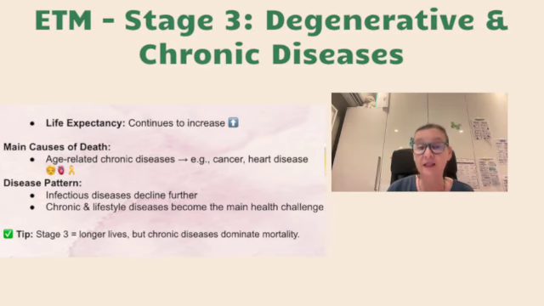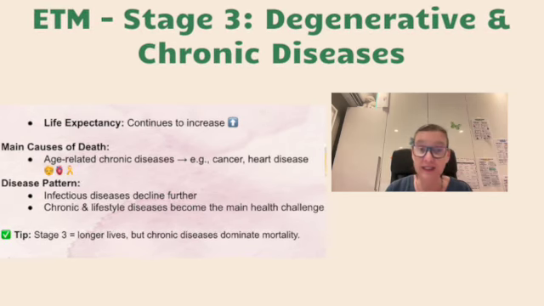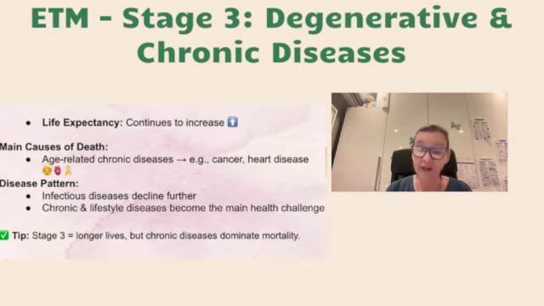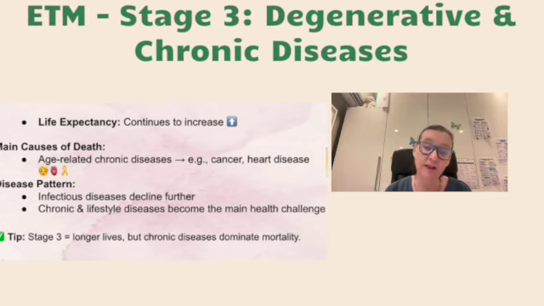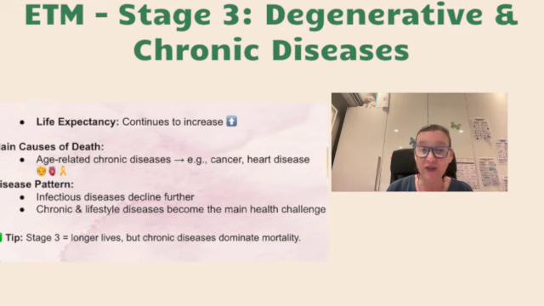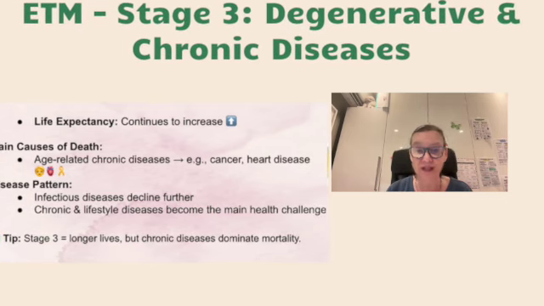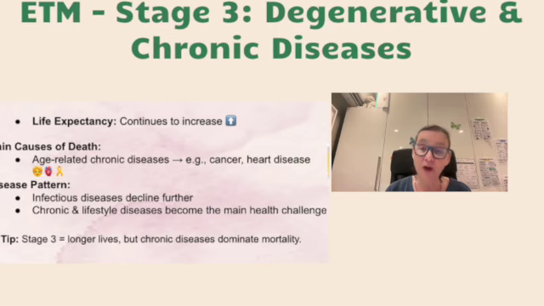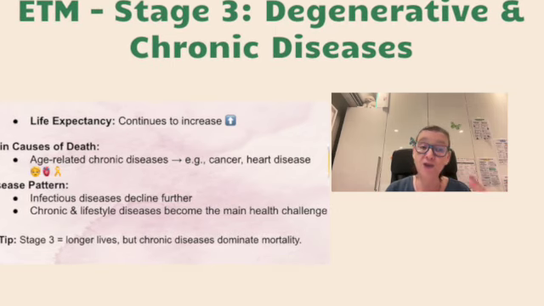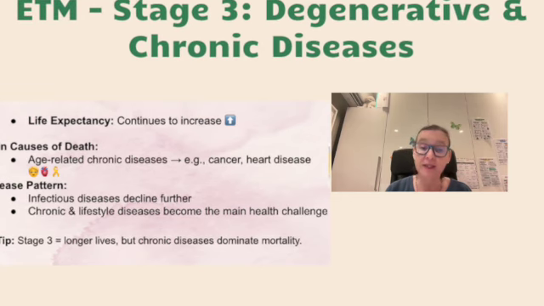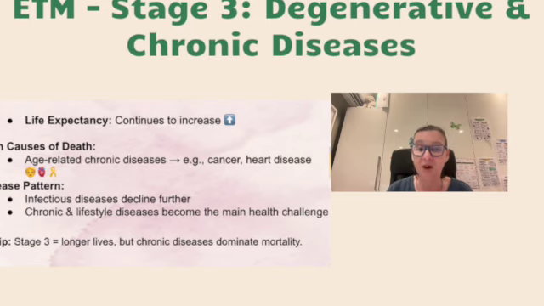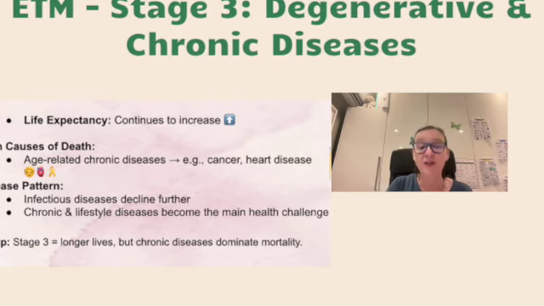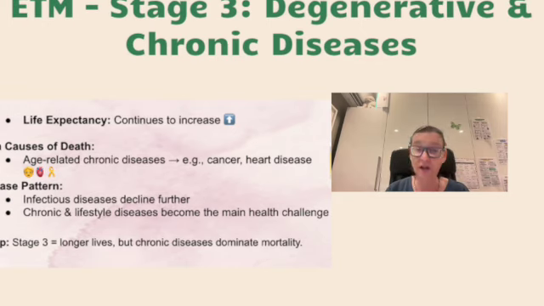The main cause of death in this stage are chronic degenerative diseases such as heart disease, cancer, and diabetes. These aren't sudden infections. They develop slowly over time due to factors like aging, diet, lack of exercise, smoking, or even stress. So while people are healthier overall, their lifestyles and longevity bring a new kind of health risk. This stage often represents highly industrialized nations where healthcare is advanced, but sedentary lifestyles and modern habits contribute to these diseases. So when you're thinking of stage three, remember, people live longer, but chronic and degenerative diseases become the leading cause of death.